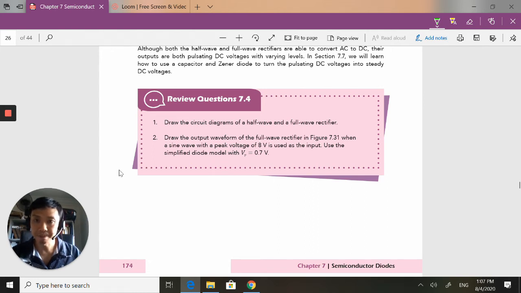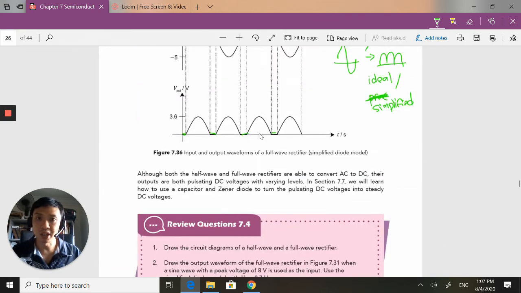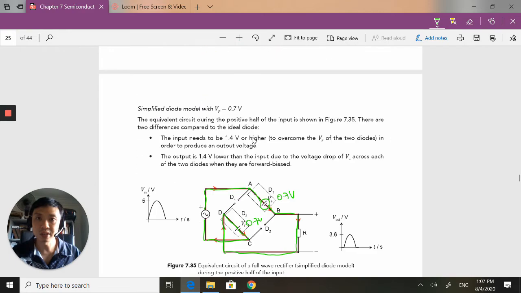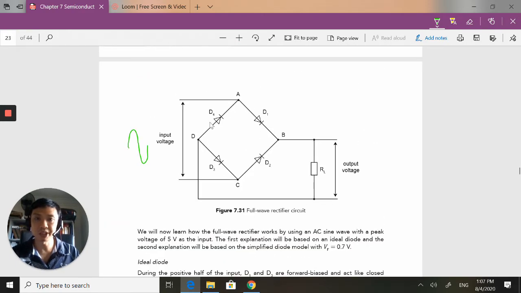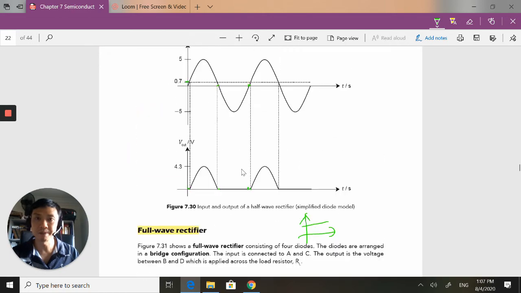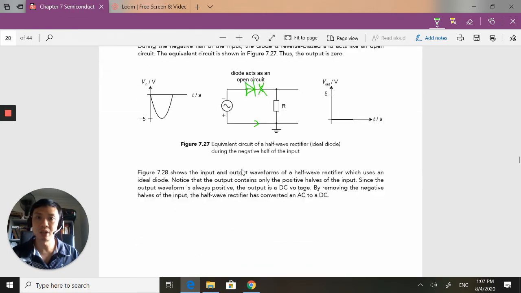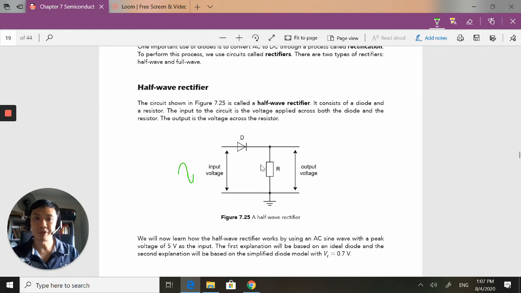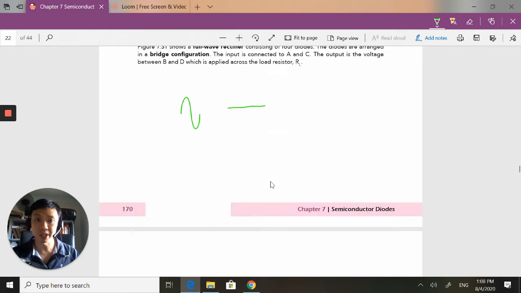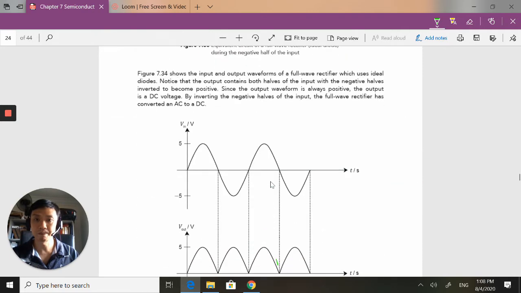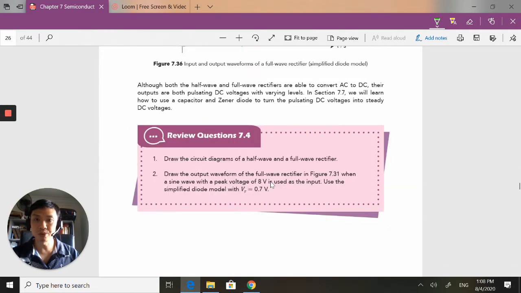Okay, so let me go through the answers. Draw the circuit diagrams. I'm not going to draw it. First one, the answer is here. So this is your full wave rectifier, and this is your half wave rectifier over here. So you should be able to draw, remember, and know how to draw the two circuits.